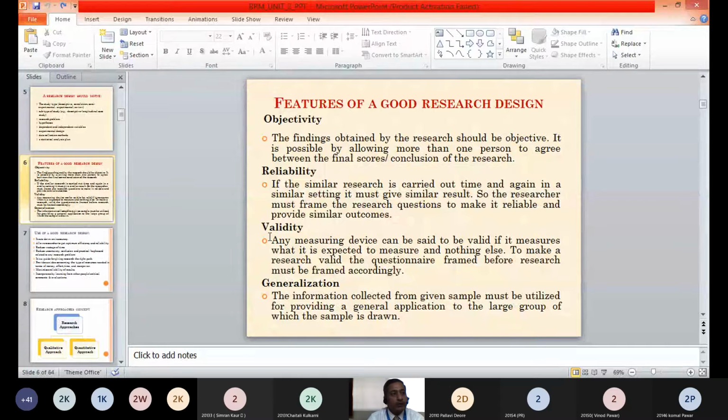A particular instrument or particular research may be reliable but may not be valid. Another point which we have to remember is that there may be cases where the research design is reliable but not valid, and therefore validity is also very, very important. I will give you an example.